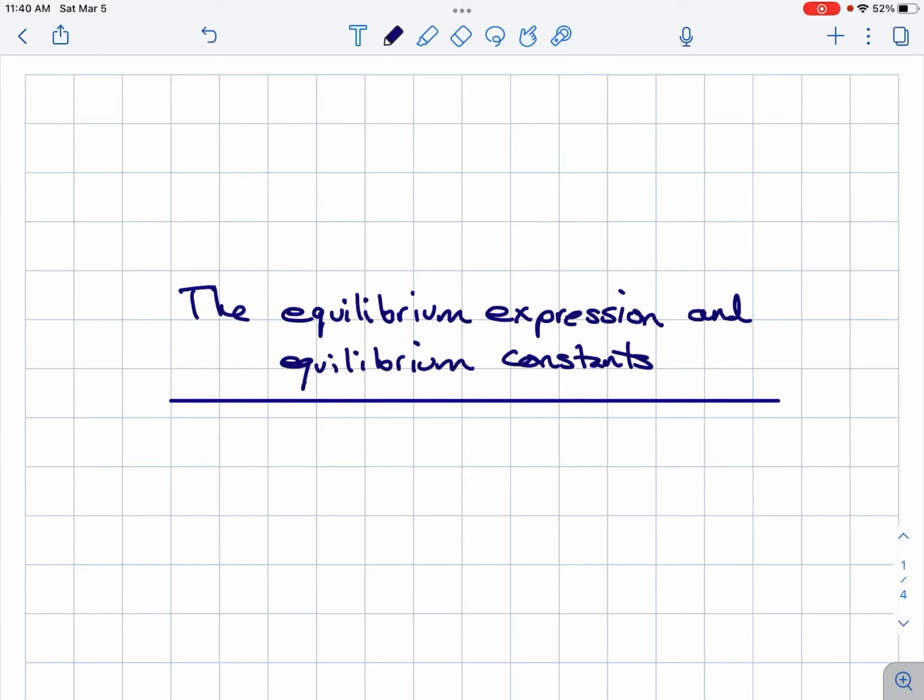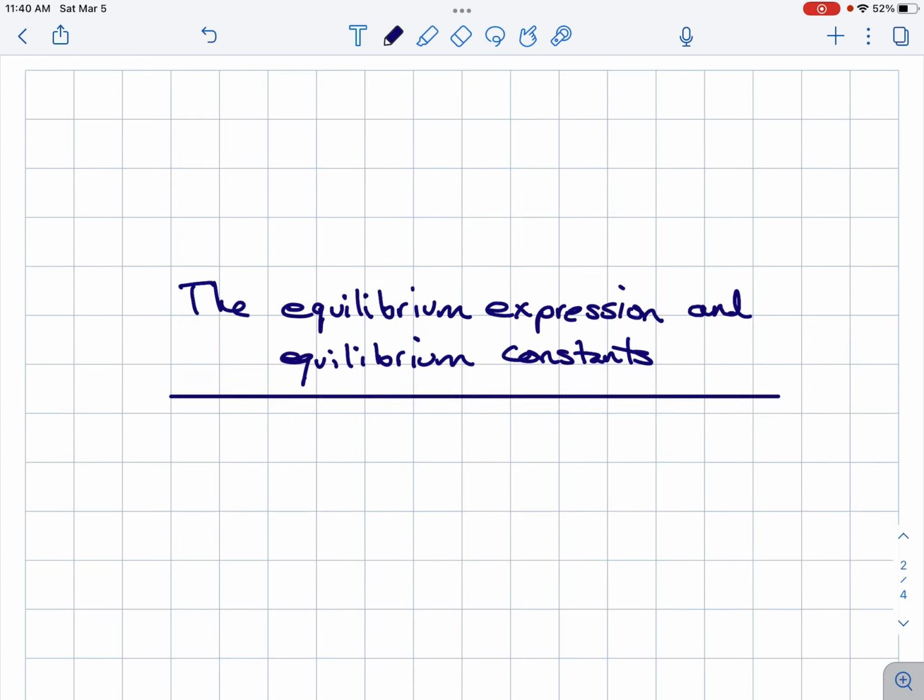Hi everyone. Today we're going to look at the equilibrium expression and a related value known as the equilibrium constant. This is going to help us start putting numbers to the concept of equilibrium. All right, so we're just going to jump in with an example.